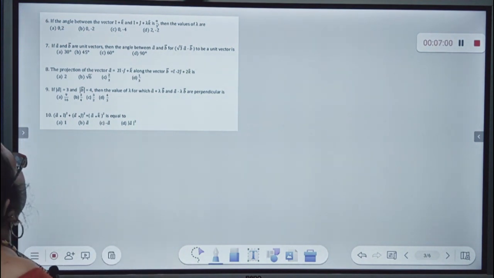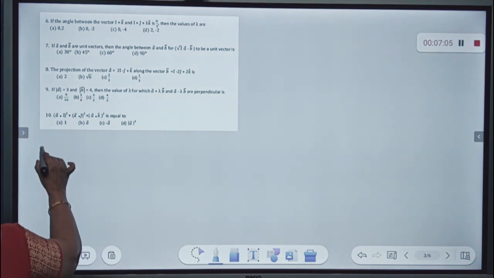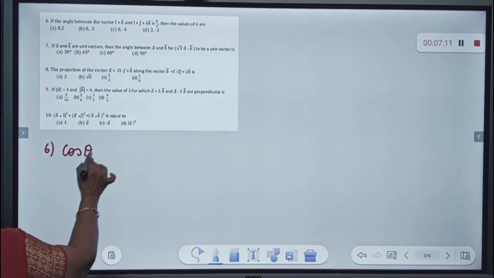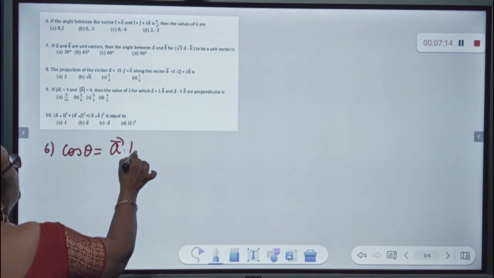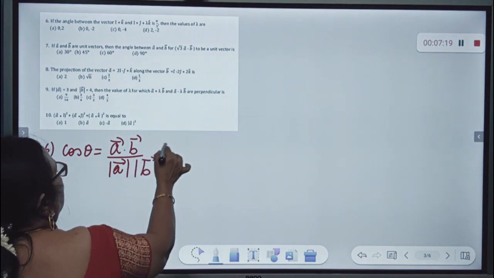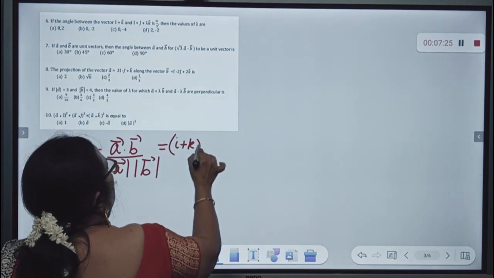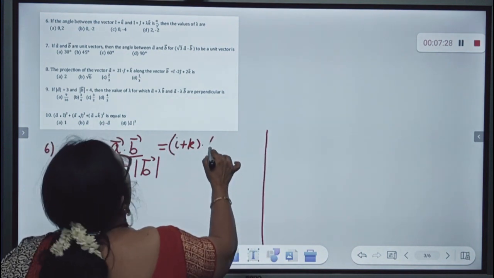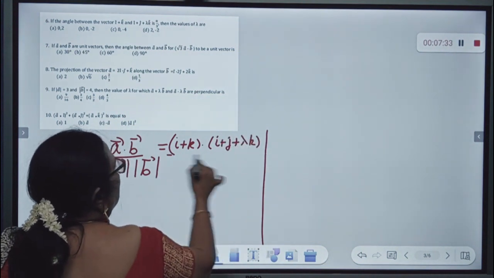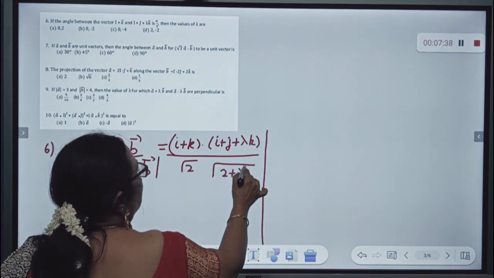If the angle between i plus k and i plus j plus lambda k is pi by 3, you have to find the value of lambda. You know that if theta is the angle between two vectors, then cos theta is a dot b by modulus of a times modulus of b. So that is (i plus k) dot (i plus j plus lambda k) divided by root 2 times root of 2 plus lambda square.